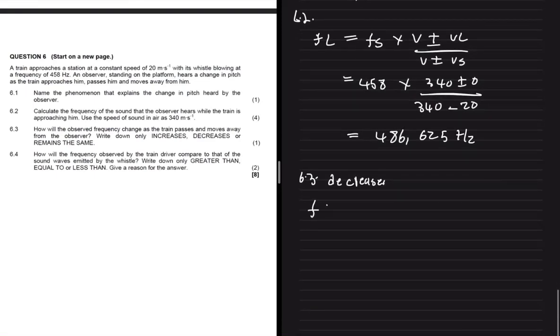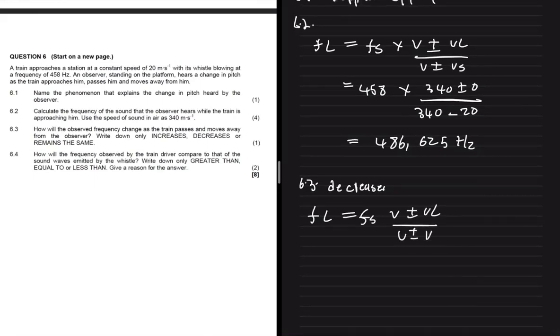Let's go back to the formula. FL equals Fs (V plus or minus VL) divided by (V plus or minus Vs). Because when it's moving towards, on the denominator we have a subtraction of Vs, right? So if you keep the numerator the same and you decrease the denominator, the number goes up. So when it's approaching, FL goes up. When it's moving away, we have an addition on the denominator. So you keep the numerator the same and you increase the denominator, the overall number goes down.